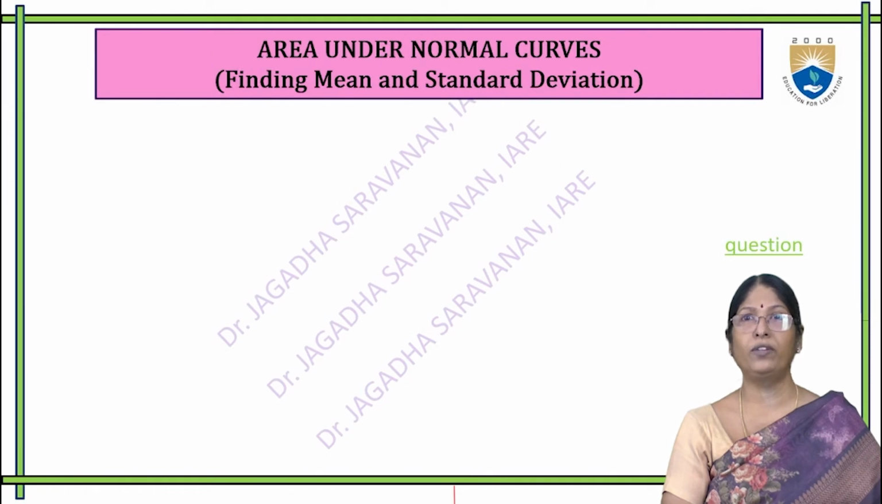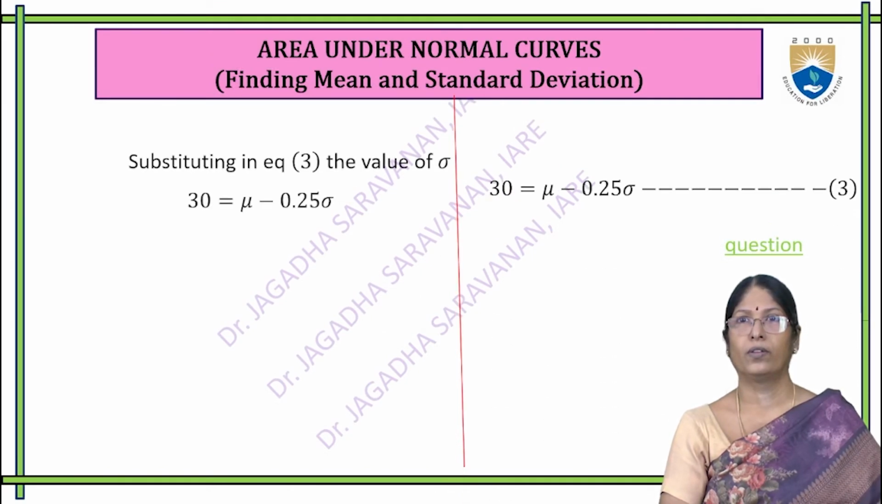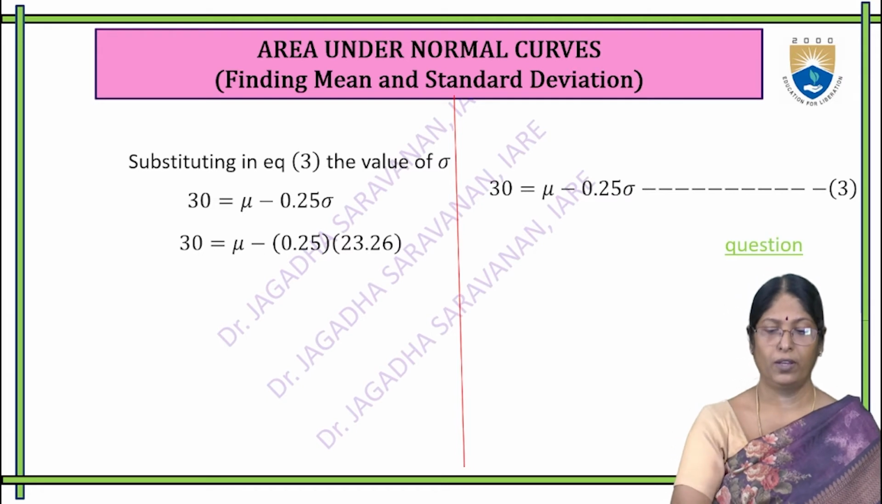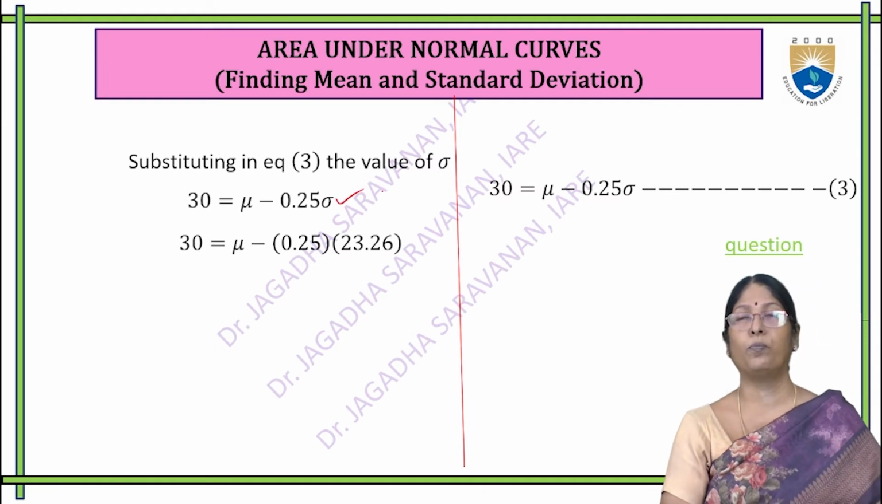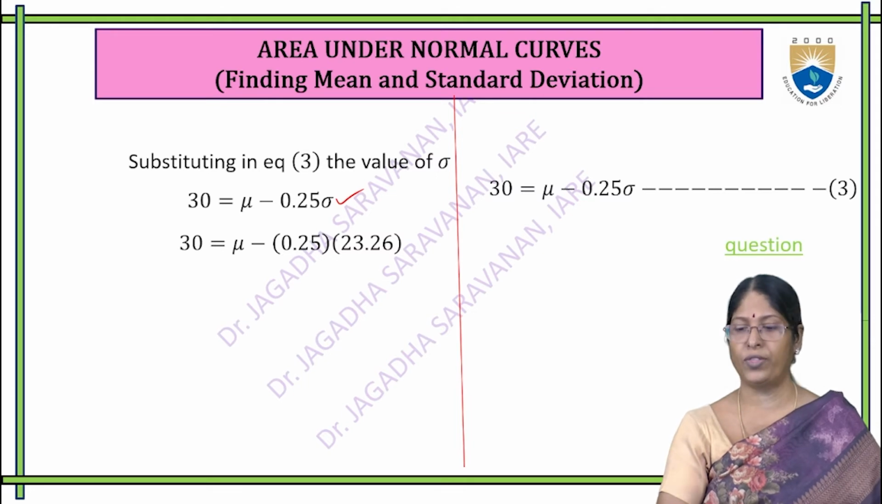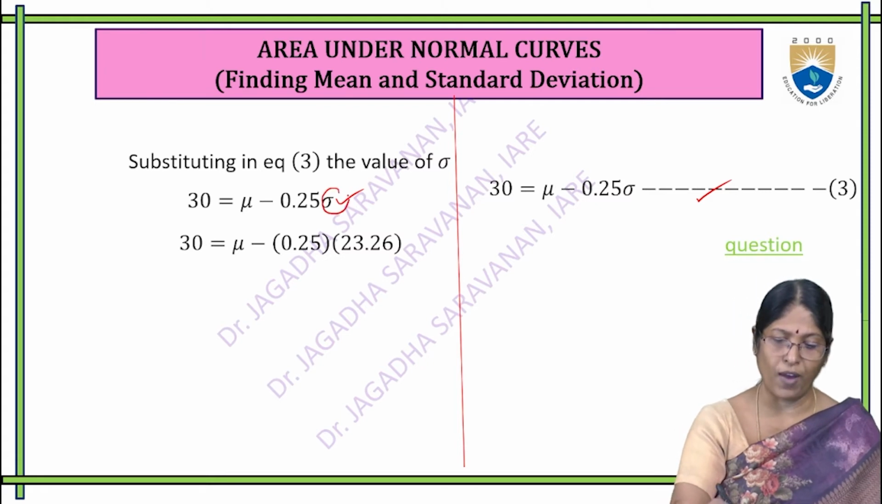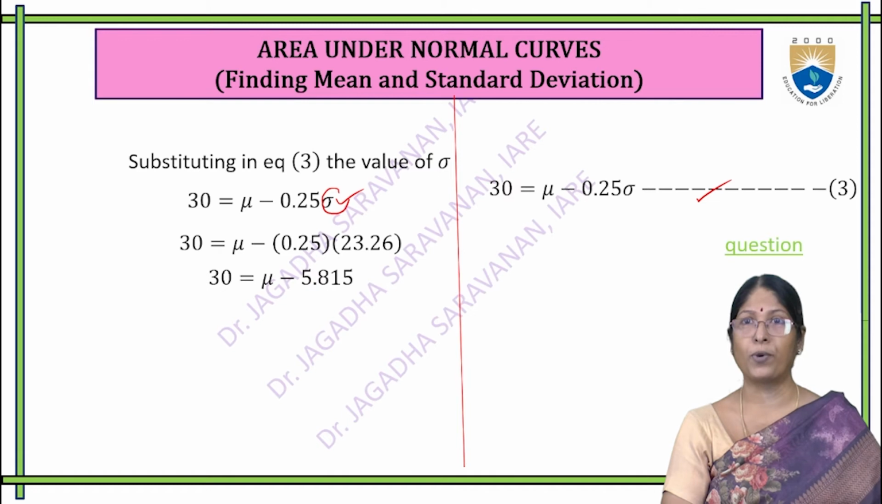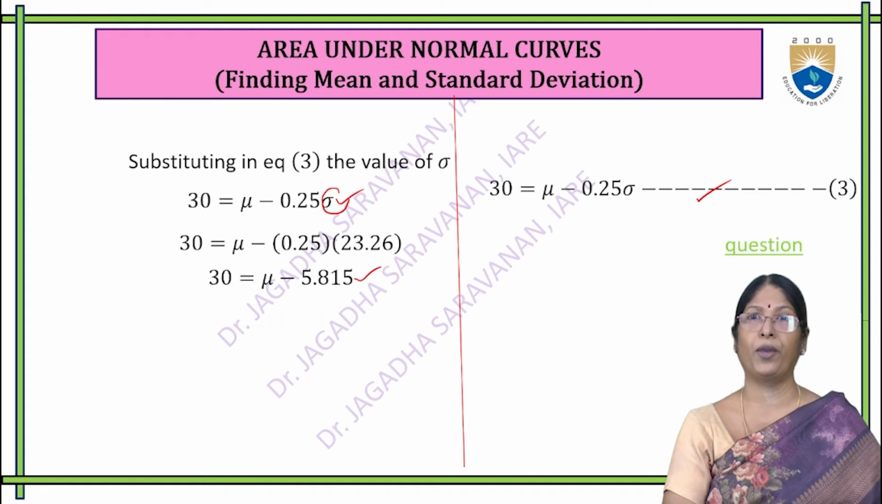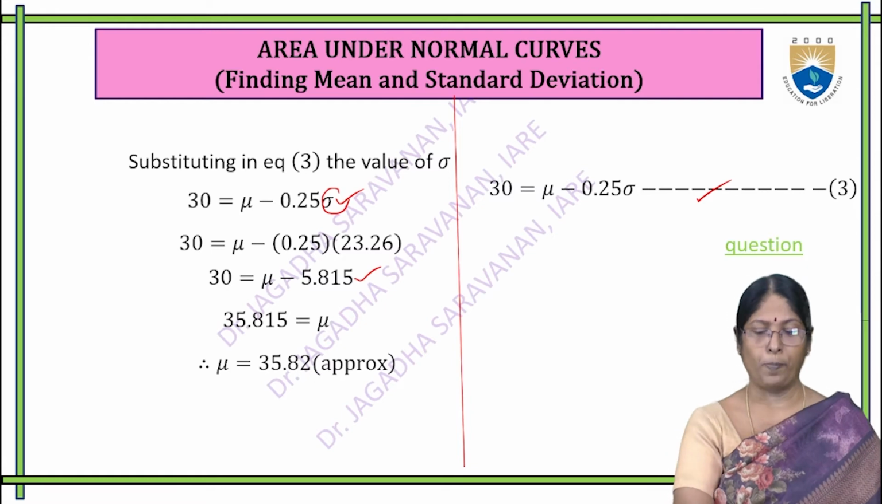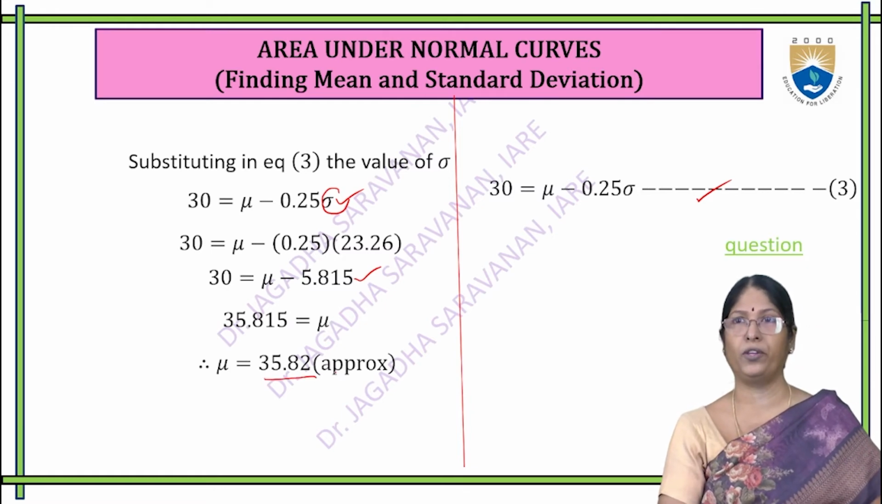Now sigma we have got. So we can see it very carefully. Substituting in equation 3 the value of sigma, 30 equals mu minus 0.25 sigma. In two equations we got it; any one of this is the third equation. The third equation, where we obtained the sigma value, we are replacing, we obtained 30 equals mu minus 5.815. So 35.815 is mu. Approximately it is written 35.82.